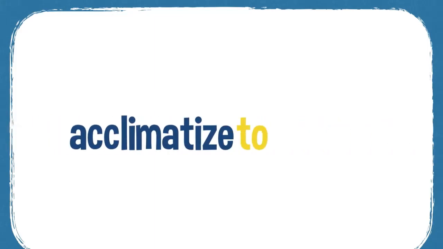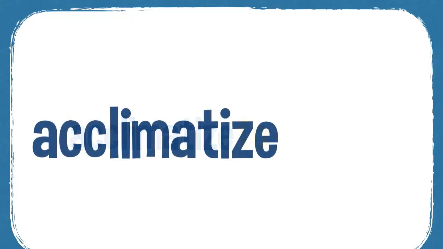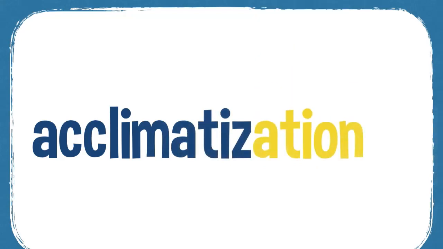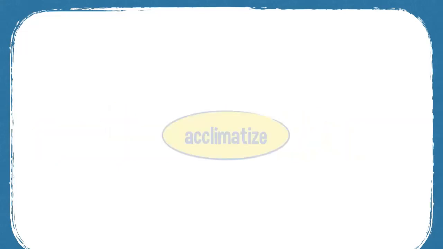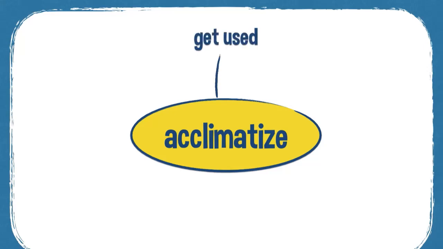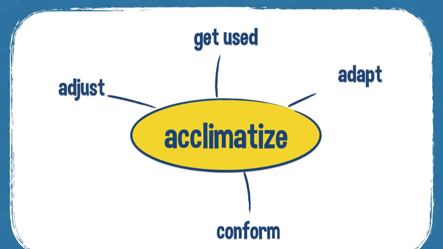This is a very common collocation. You acclimatise to something. So here is a verb: acclimatises, acclimatising, acclimatised. And acclimatisation is the process. It's a noun, the process of acclimatising. Some synonyms: get used or get used to, conform, adapt, and adjust.